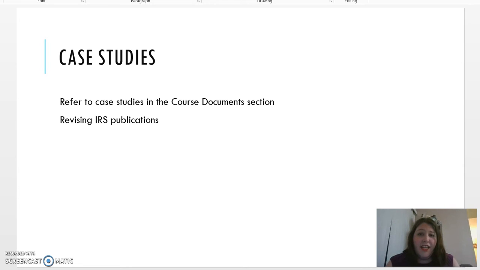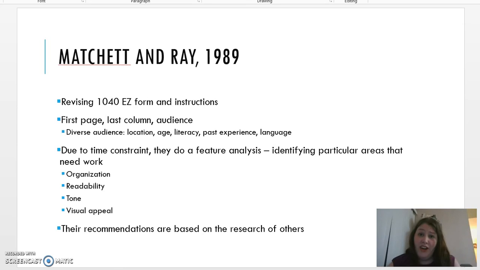Now, you can find these documents in the course documents folder. There should be 4 or 5 documents if I remember right. So you want to make sure that you go through those. And it's also very helpful if you have the Matchett and Ray article out as we discuss it. So Matchett and Ray are approached in 1989 to revamp one of the IRS forms. So they want to revise 1040 EZ form and instructions.